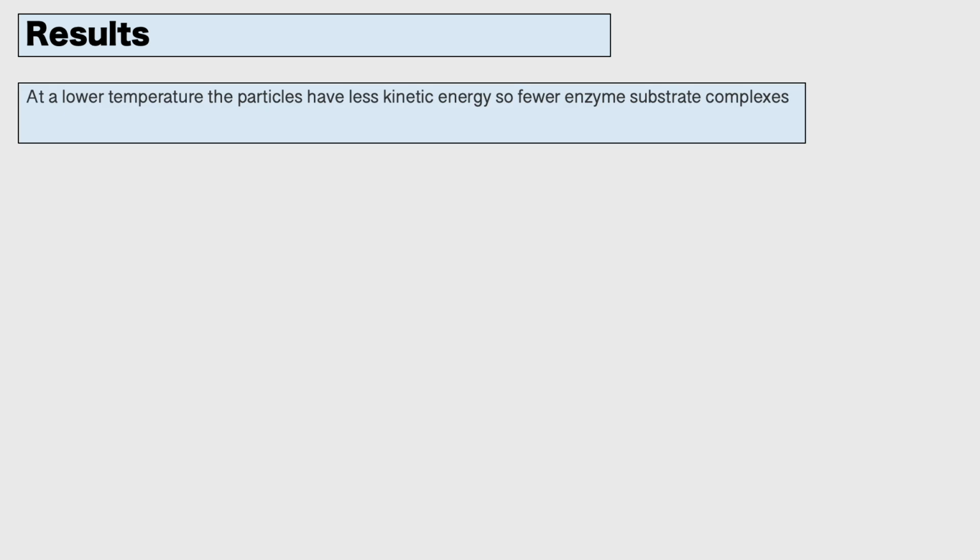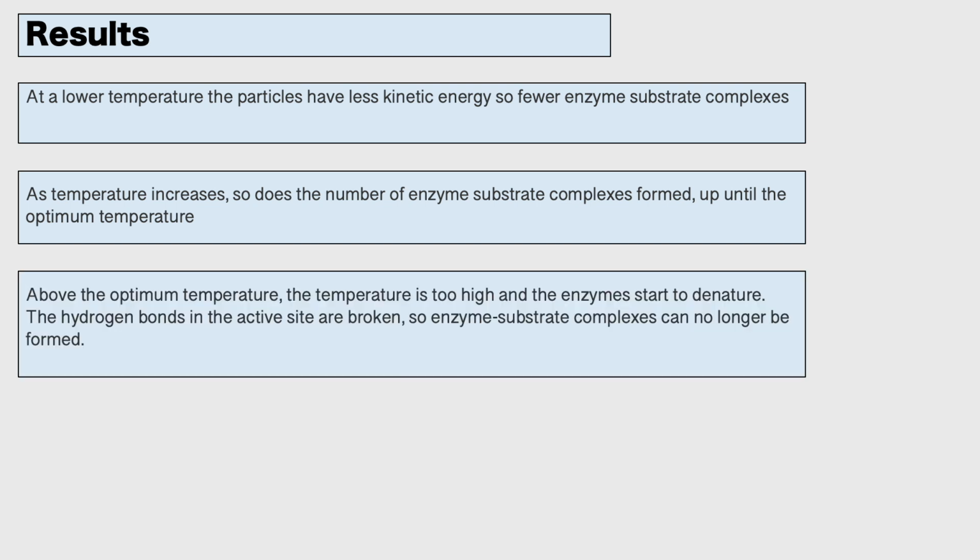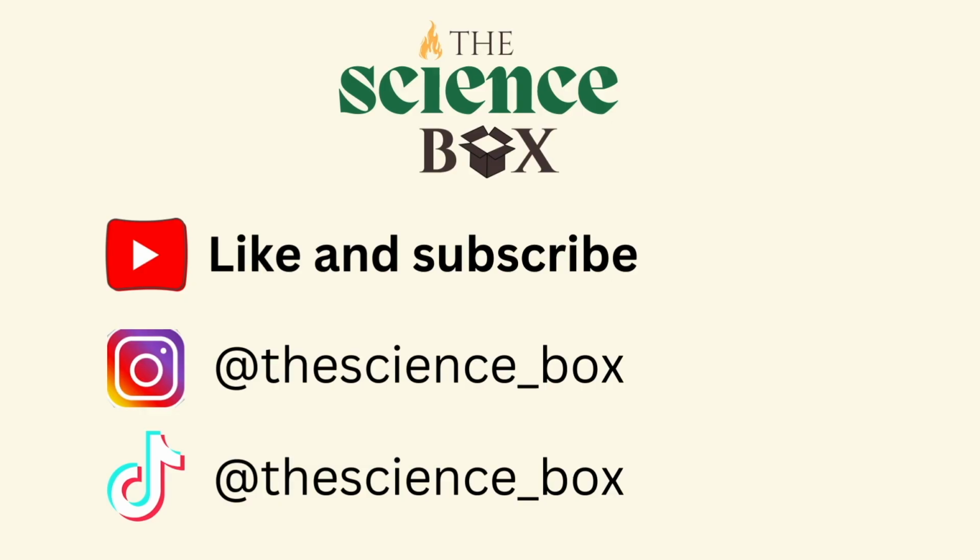This is because at lower temperature, the particles have less kinetic energy, so fewer enzyme substrate complexes form. This is because the enzyme and substrate just don't collide as often. As temperature increases, so does the number of enzyme substrate complexes formed, up until the optimum temperature. Above the optimum temperature, the temperature is too high and the enzymes start to denature. The hydrogen bonds in the active site are broken, so the enzyme substrate complexes can no longer be formed.